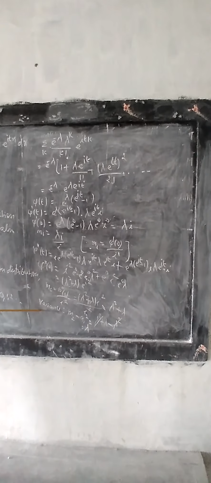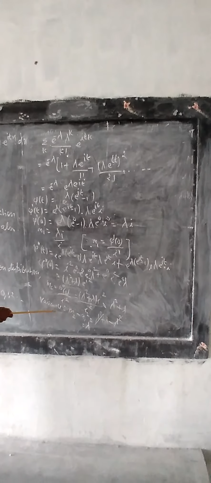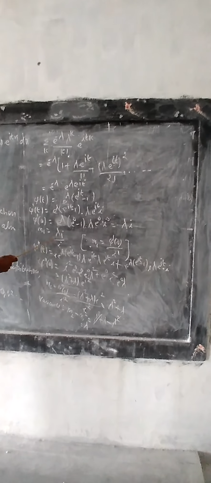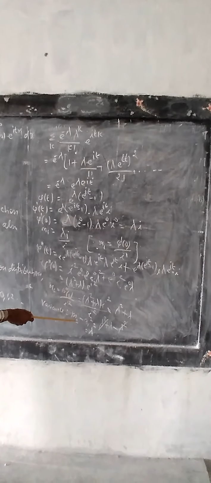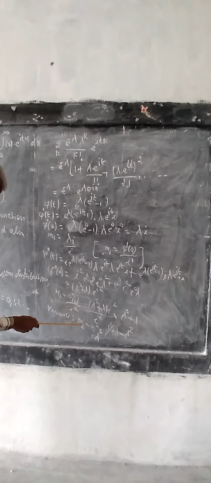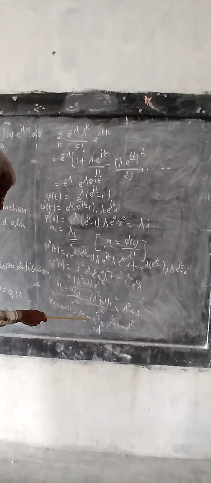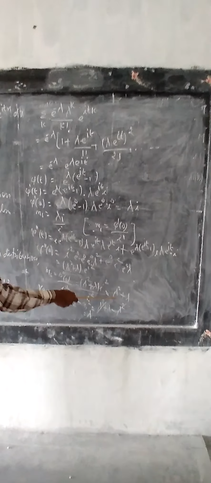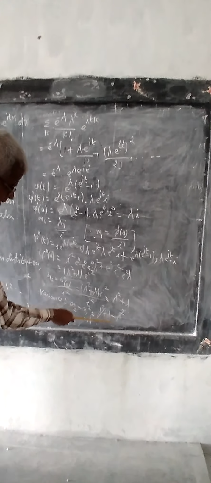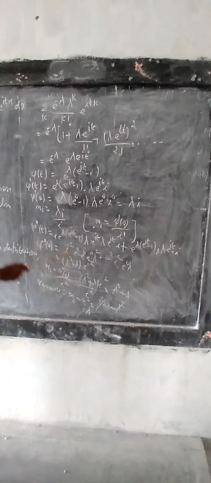This is the relationship between the raw moments and the central moments. Therefore the mean equals lambda. We proved that the mean equals lambda. The variance equals m2, the second-order value, minus the first-order value squared. The second-order value is lambda squared plus lambda, minus lambda squared, which gives lambda. So this is the variance.